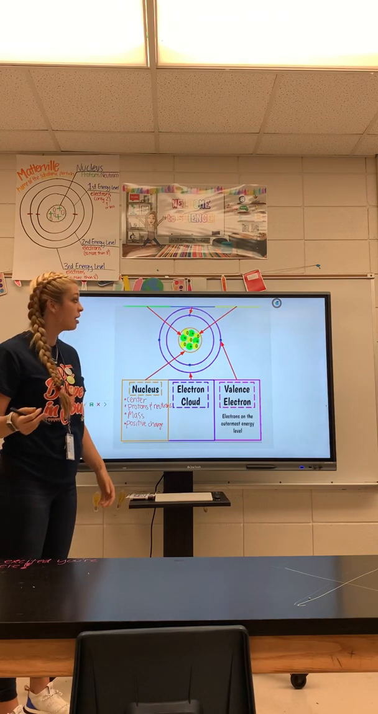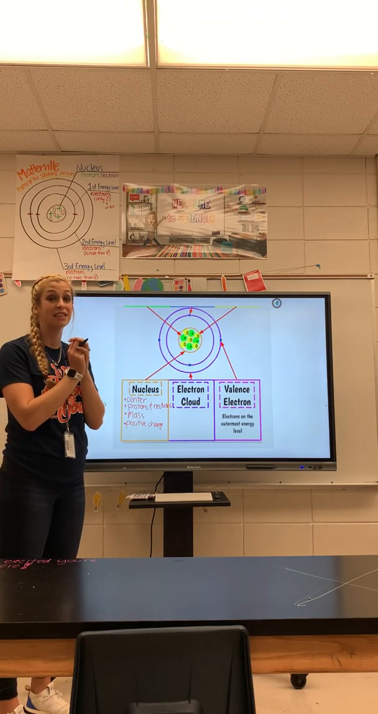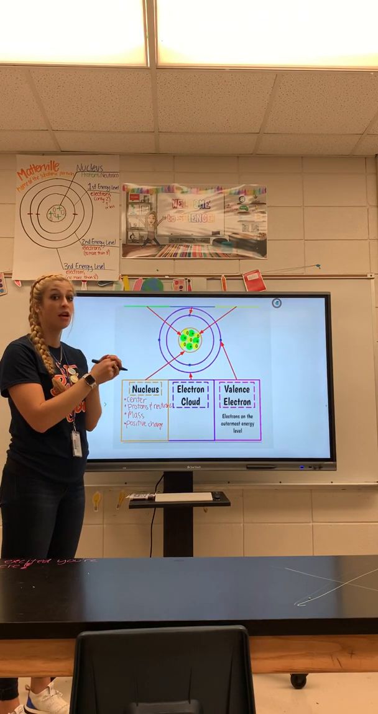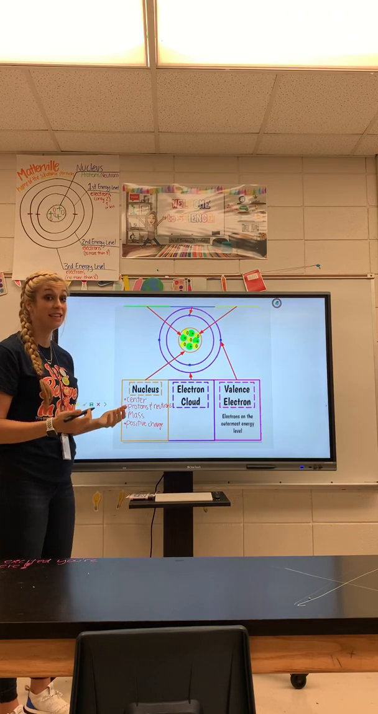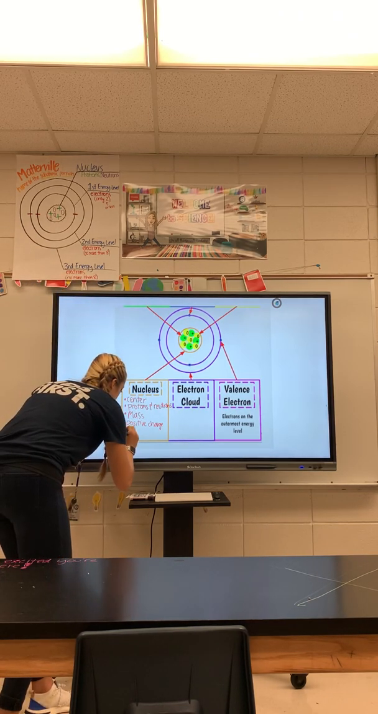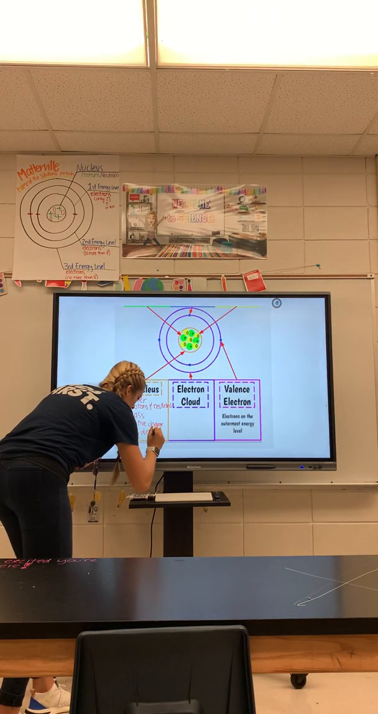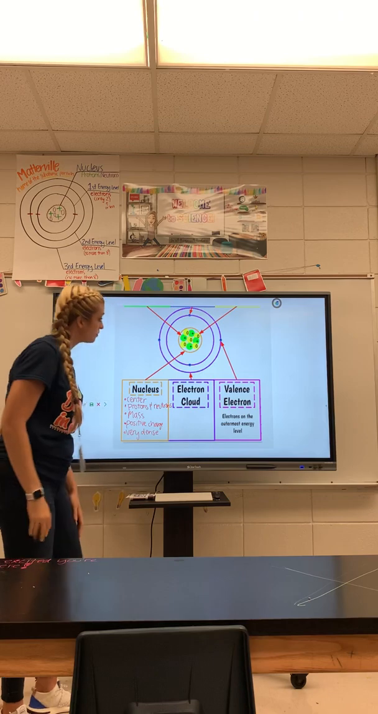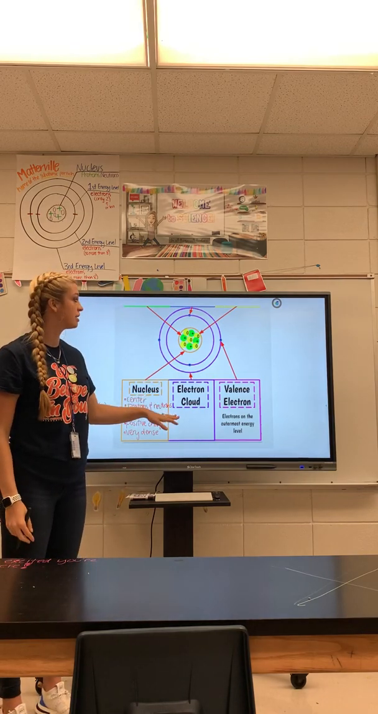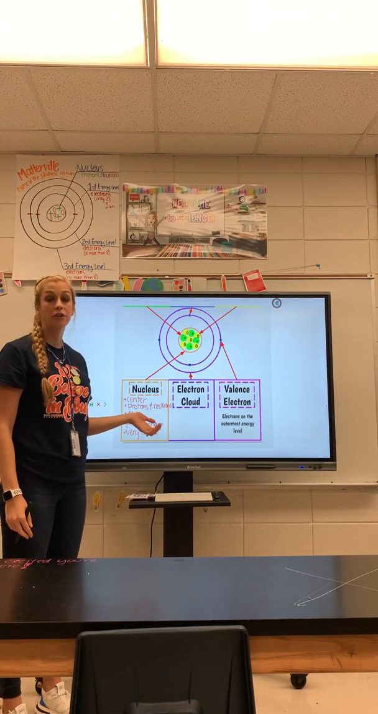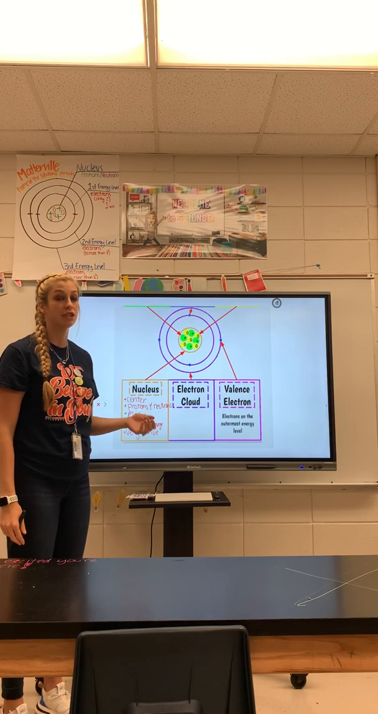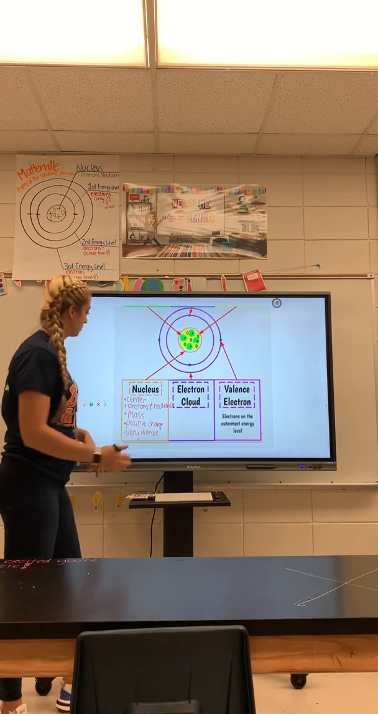And one more thing, those protons and neutrons are packed in there really, really tight. So the nucleus is very dense. All right, our other location is the electron cloud. The other name for the electron cloud is the energy levels. You can call it either one.